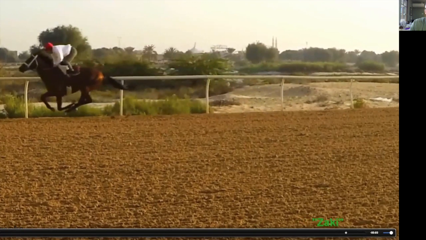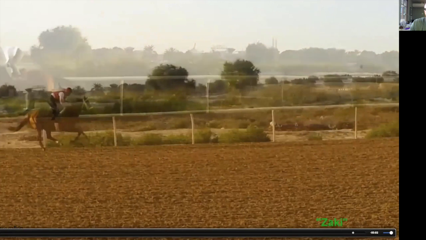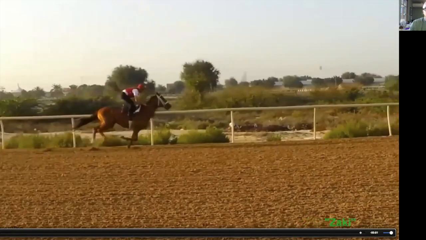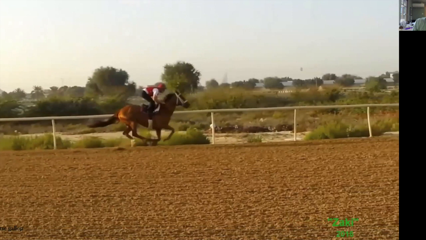Gathered suspension and clip-clop. All right. Now what we're going to do is look at a different animal, but doing the same gait. This is a film made by National Geographic of a cheetah running.